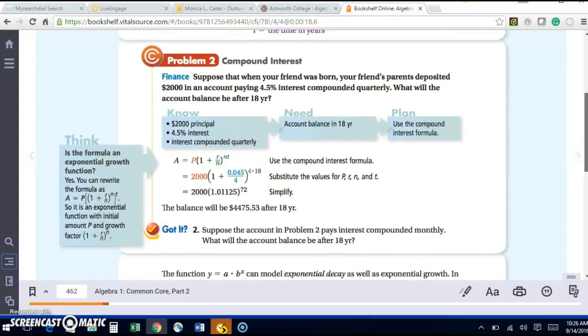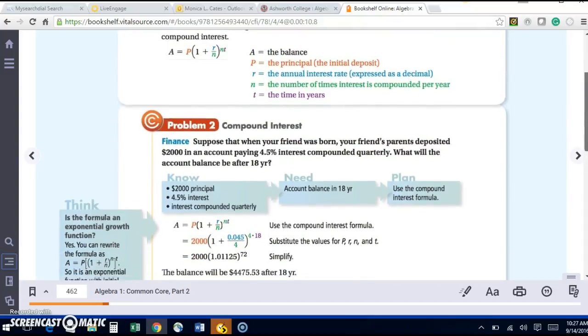It says, suppose that when your friend was born, your friend's parents deposited $2,000 in an account paying 4.5% interest compounded quarterly. What will the account balance be after 18 years? So we want to see if this is actually a good investment, right? So we're going to use the formula that they gave us, same formula.